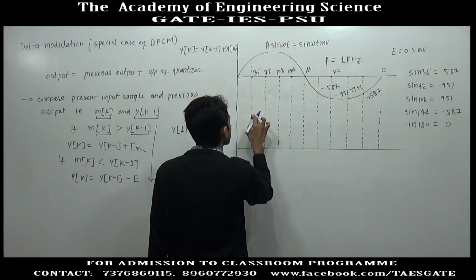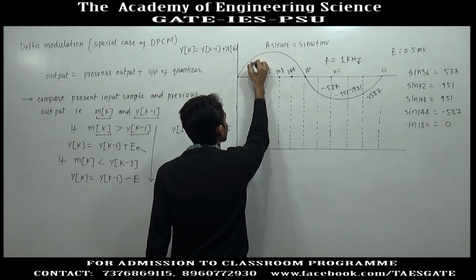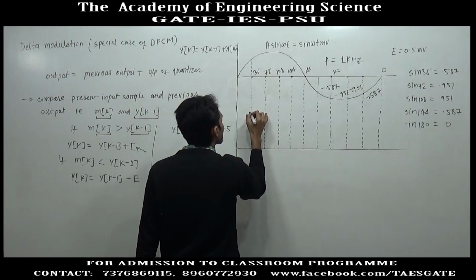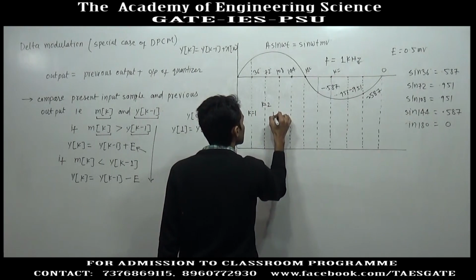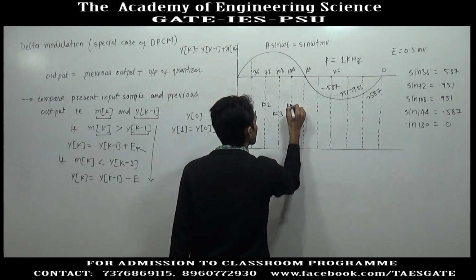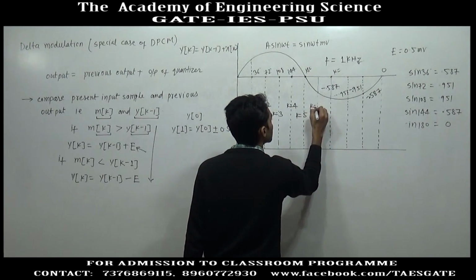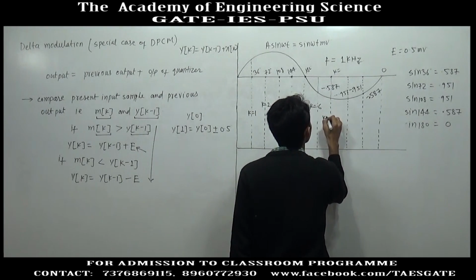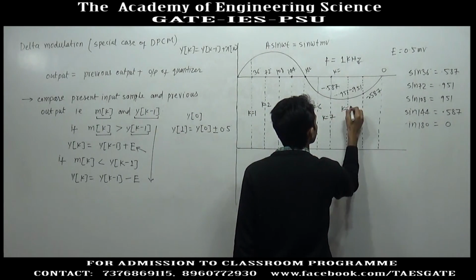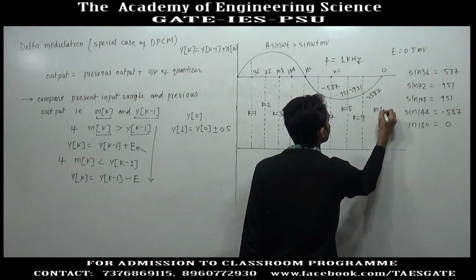Now, suppose this instant is for k equal to 1, because this is the first sample. This instant is for k equal to 1, this is for k equal to 2, this is for k equal to 3, this is for k equal to 4, this is for k equal to 5, this is for k equal to 6, k equal to 7, k equal to 8, k equal to 9, k equal to 10.